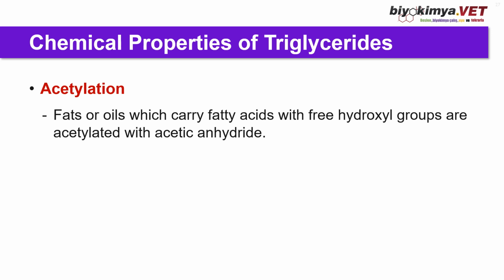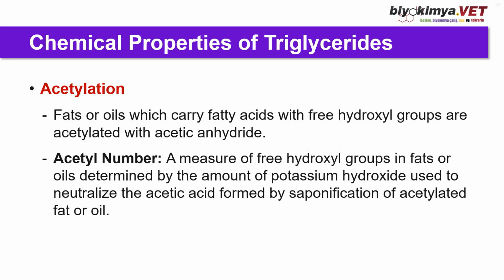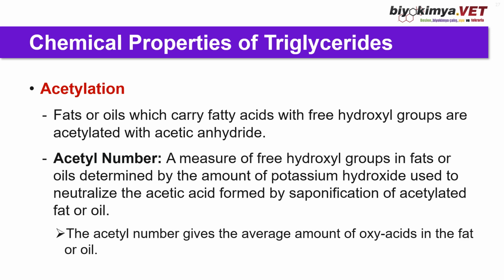Acetylation. Fats or oils which carry fatty acids with free hydroxyl groups are acetylated with acetic anhydride. And we have an acetyl number here, a measure of free hydroxyl groups in fats or oils determined by the amount of potassium hydroxide used to neutralize the acetic acid formed by saponification of acetylated fat or oil. And the acetyl number gives the average amount of oxyacids in the fat or oil.